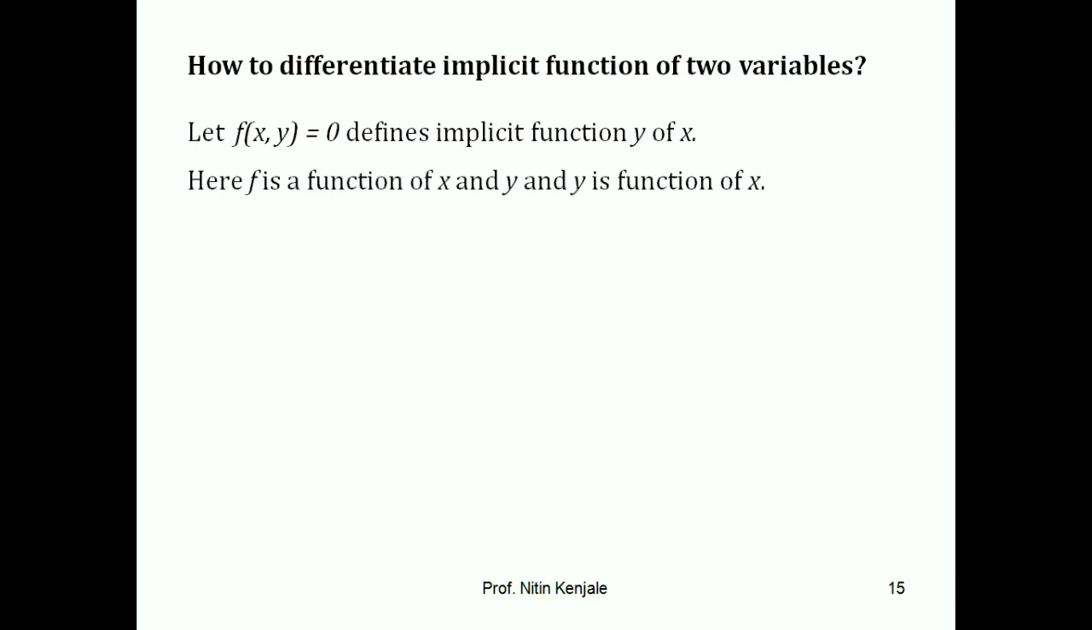Now let us see how to differentiate implicit functions of two variables. Consider f of x comma y equal to 0, which defines implicit function y of x. Here f is a function of x and y, and y is a function of x. So if I try to draw a tree diagram for this, it will look like this, where f is a function of x and y is again a function of x, where x can always be written as a function of x.